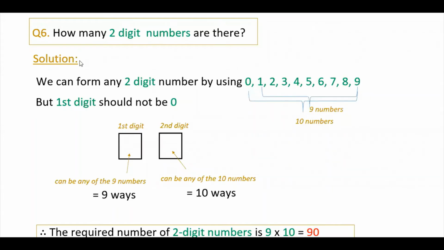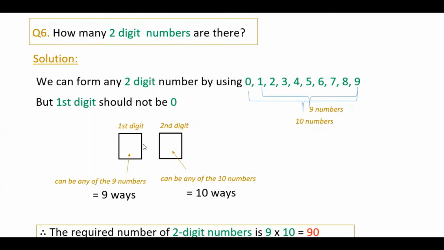The next question is, how many 2-digit numbers are there? So here you have to find how many 2-digit numbers by using the multiplication principle. So we can form any 2-digit or 3-digit numbers. You have to use 0 to 9 numbers. So here there are total 10 numbers you can use. But again, it is a 2-digit number. So the first digit should not be 0, because if it is 0, then it will become a 1-digit number.